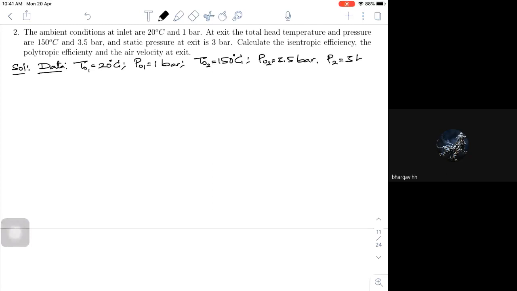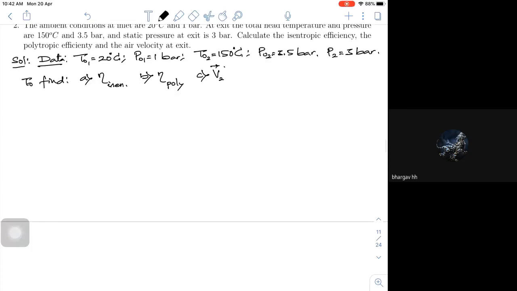Fine. We are supposed to find A, the isentropic efficiency, and B, the polytropic efficiency, and C, the velocity at the exit. Fine, this is what we are supposed to find. Let's write the corresponding TS diagram.